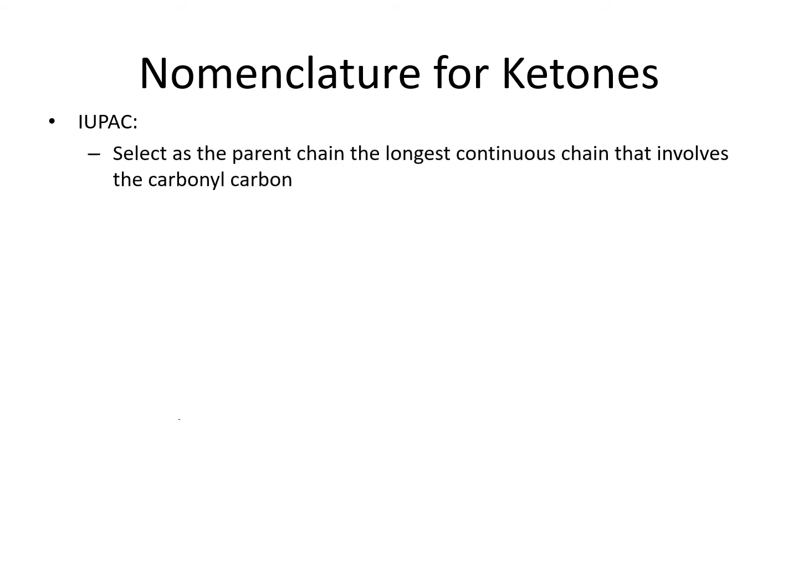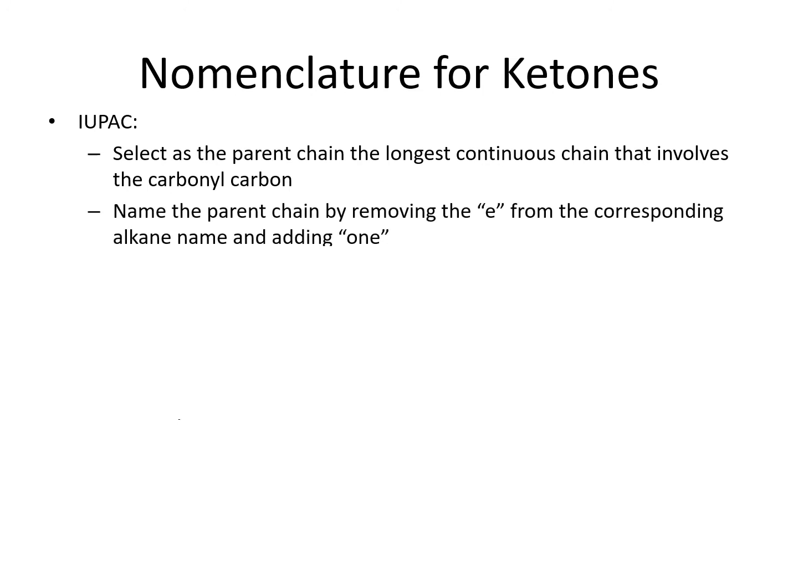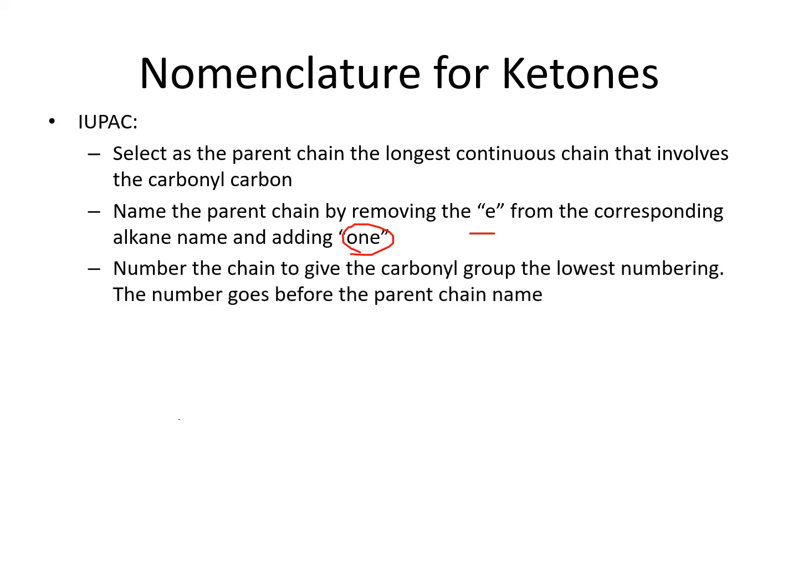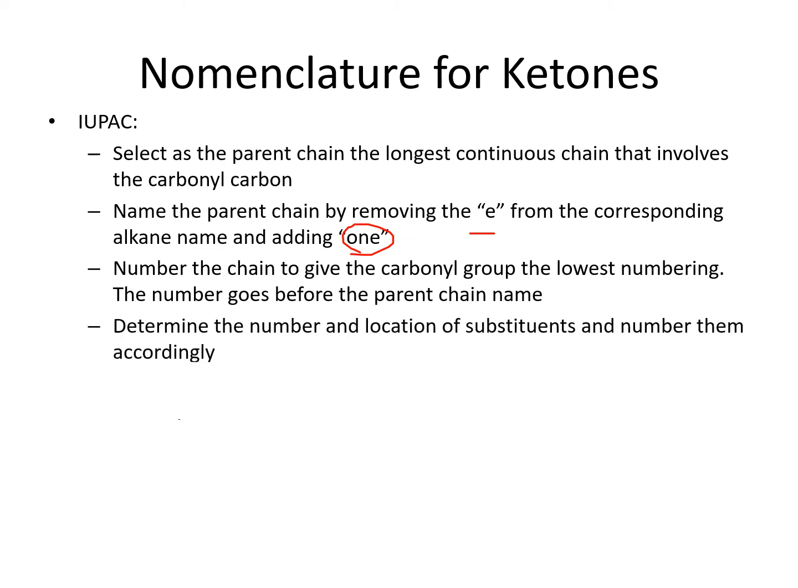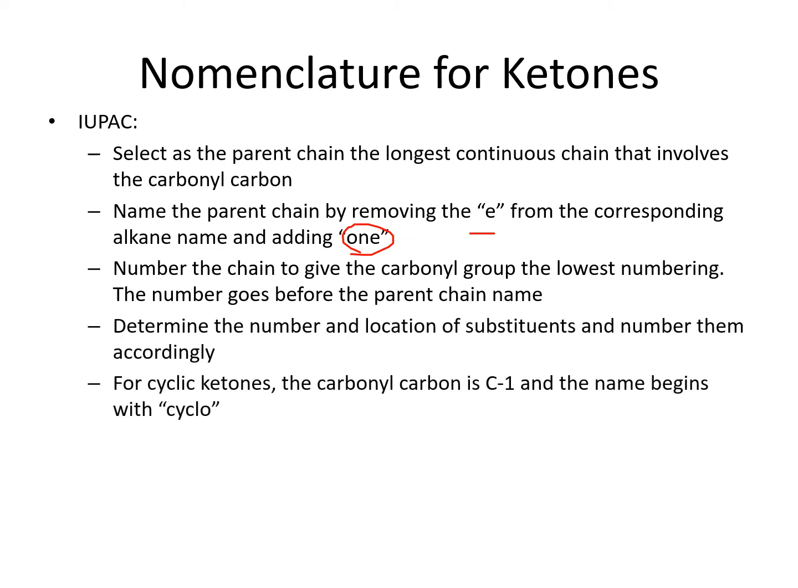Select as the parent chain the longest continuous chain that involves the carbonyl group. This time we're going to remove the E and add -one, or own. We're going to number the chain as well in case there are any substituents, and same thing with the substituents there. And of course we'll add cyclo if we're talking about a cyclical ketone.